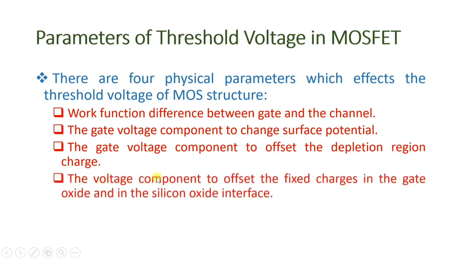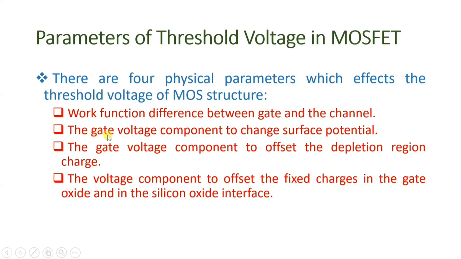And last is the voltage component to offset the fixed charges in the gate oxide and at the silicon oxide interface. When you fabricate a MOS structure, due to some imperfection in lattice structure, there are some fixed charges that generate some potential. That is the component which is listed here. So there are a total of 4 physical parameters. One is the work function difference between gate and channel.